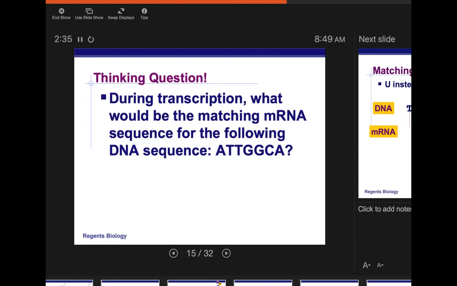Okay? Now, if you turn this into a strand of mRNA, okay, what would it be? What would the nucleotides in that strand be? So take 30 seconds. I'll mute myself while you're thinking and writing, okay? And then we'll come back together and go over the answer, okay? Go.